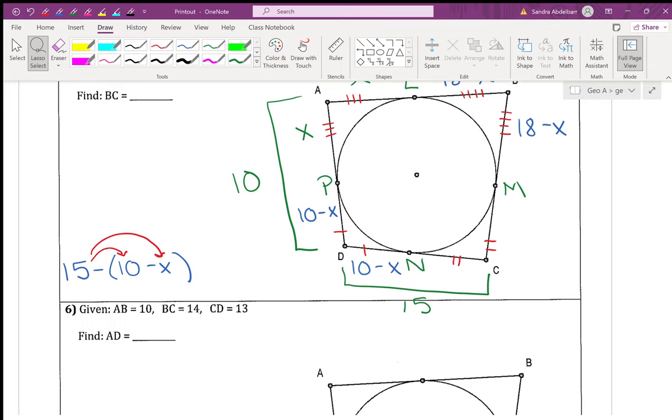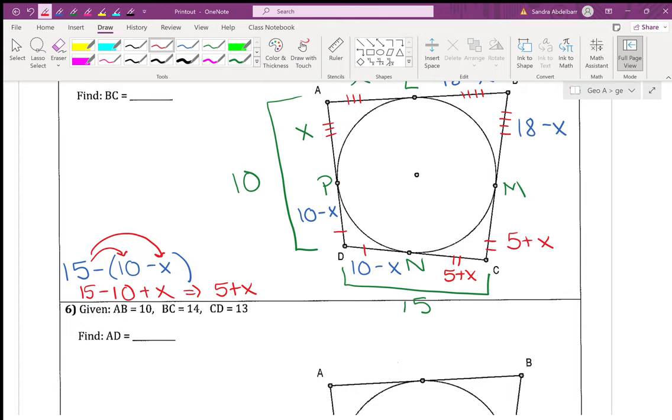So now I'm going to get 15 minus 10. What's a minus times a negative x? Isn't that a positive x? So now let's simplify. 15 minus 10 is 5 plus x. So NC is 5 plus x. If NC is 5 plus x, then CM is 5 plus x. Have I lost anybody? We're still good? Still good. Okay.